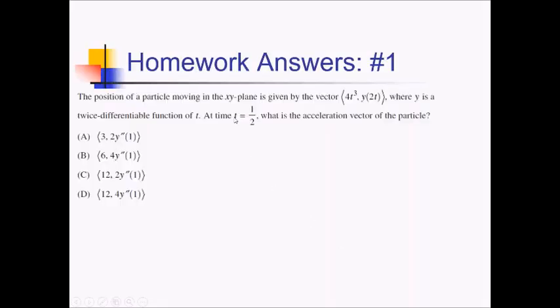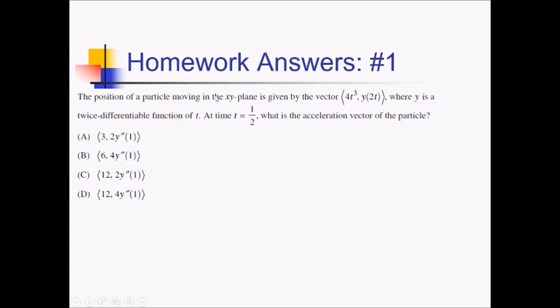On this problem, we have the position of a particle given by this vector here. And y is a twice differentiable function of t. Good to know that, because they didn't tell us anything else about y. This is kind of weird, y of 2t. At time 1/2, we want the acceleration vector for our particle.